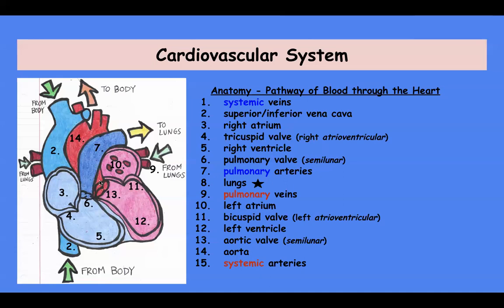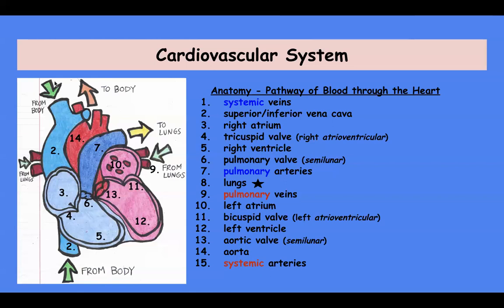The aortic valve then travels through the aorta, which is known as our body's largest artery, and it branches off into other arteries, right? Systemic arteries. And what are these arteries going to do? Remember, away. They're going to deliver blood from the heart to our body, away from the heart. So that, in summary, is the pathway of blood, starting from systemic veins all the way to systemic arteries, right?